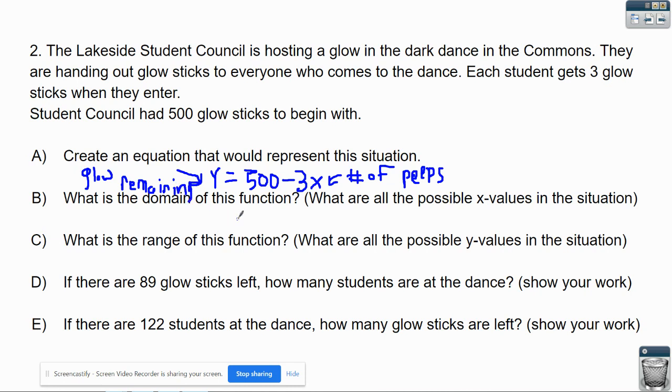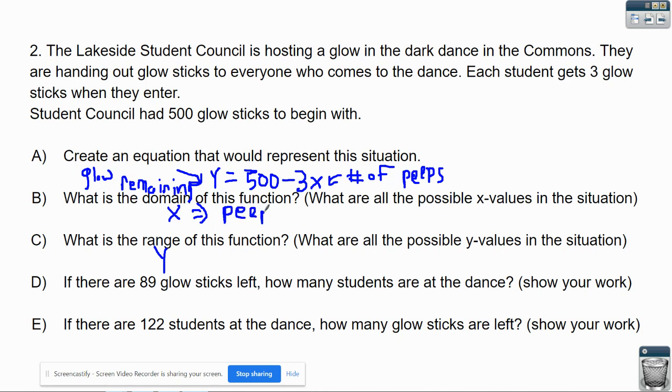Okay. Very good. Now we're going to go into domain and range. Let's recall this. Domain is the X values. Domain X, range Y. So domain is X, and X in this case is people, is the peeps.